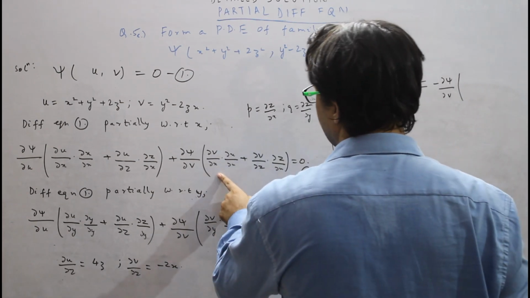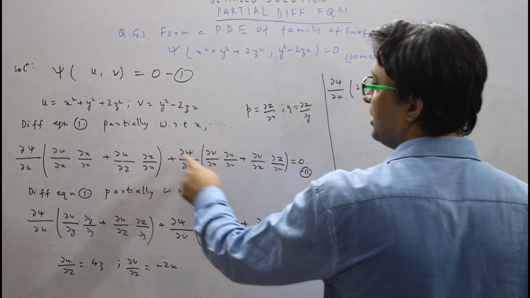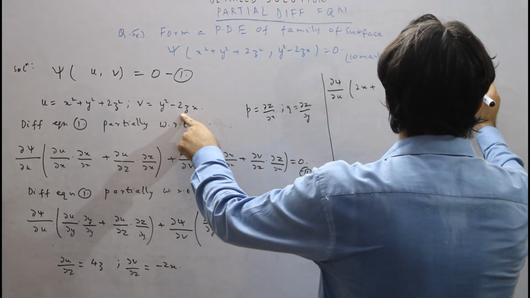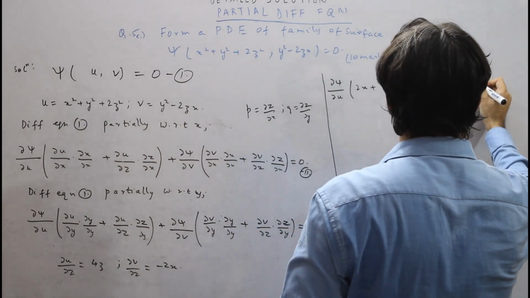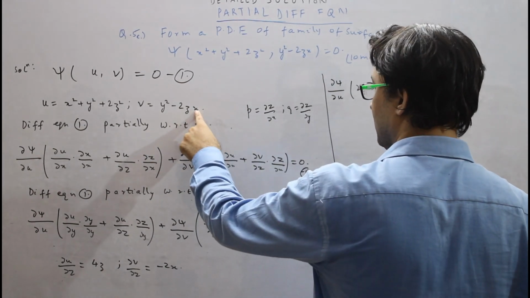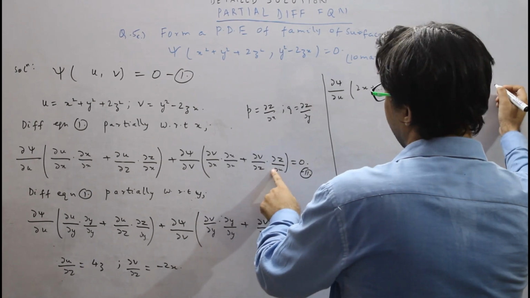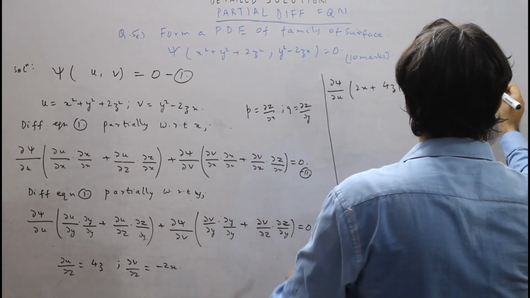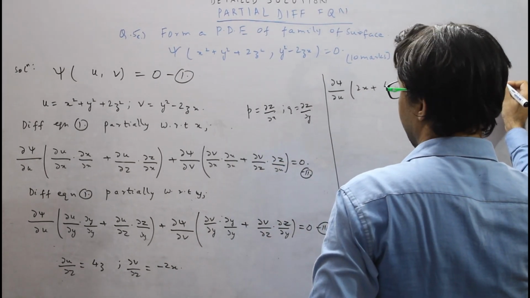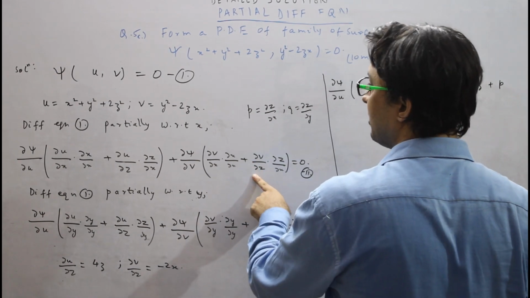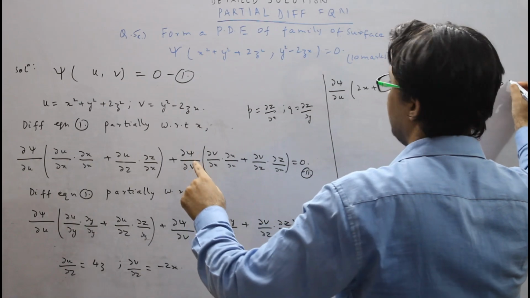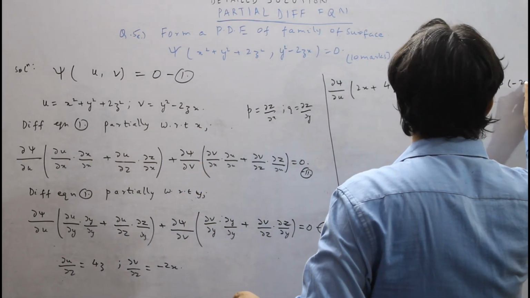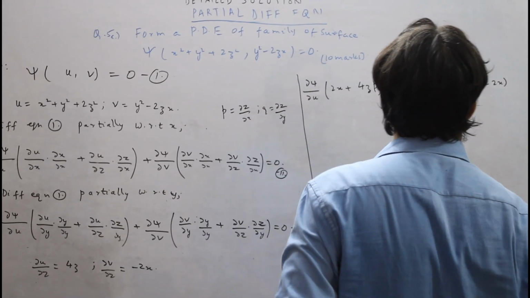So what is ∂v by ∂x? ∂v by ∂x can be written as minus of how much? 2z. And again ∂z by ∂x is p, and ∂v by ∂z can also be found out. So ∂v by ∂z is how much? Minus of 2x.